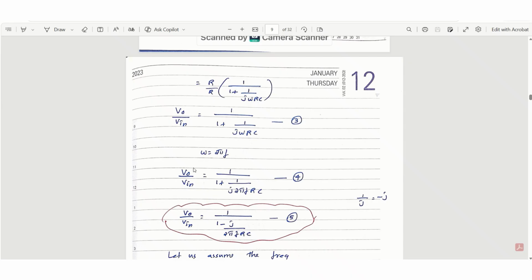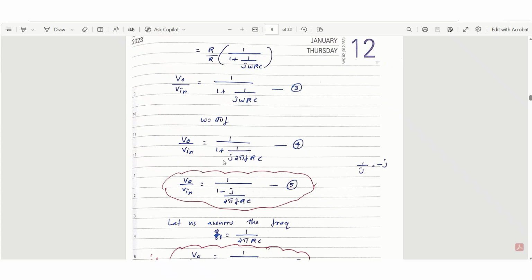So the output voltage by input voltage, V0 by Vin, equals 1 divided by 1 plus 1 by j into 2 pi f into RC. We know that 1 by j is equivalent to minus j. So equation 4 can be rearranged and written as the gain function V0 by Vin equal to 1 divided by 1 minus j by 2 pi f RC.